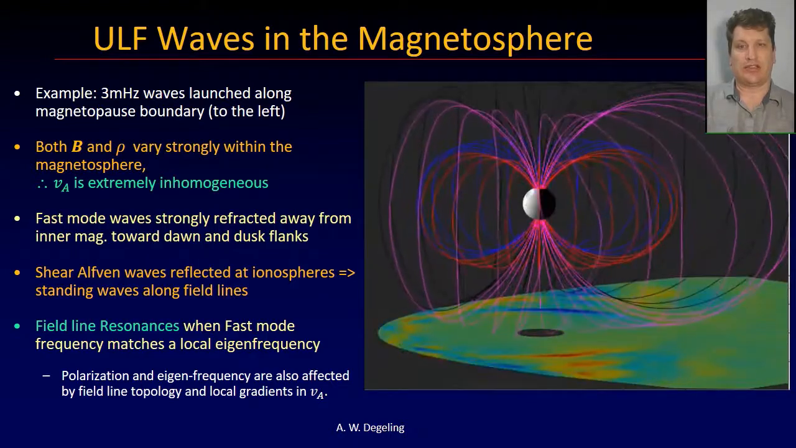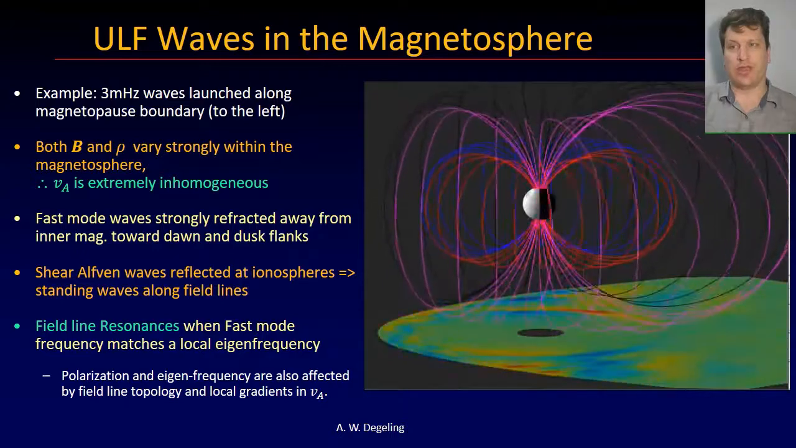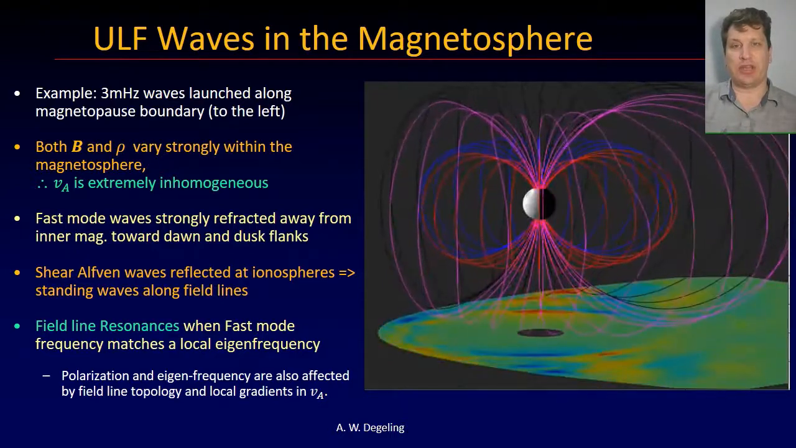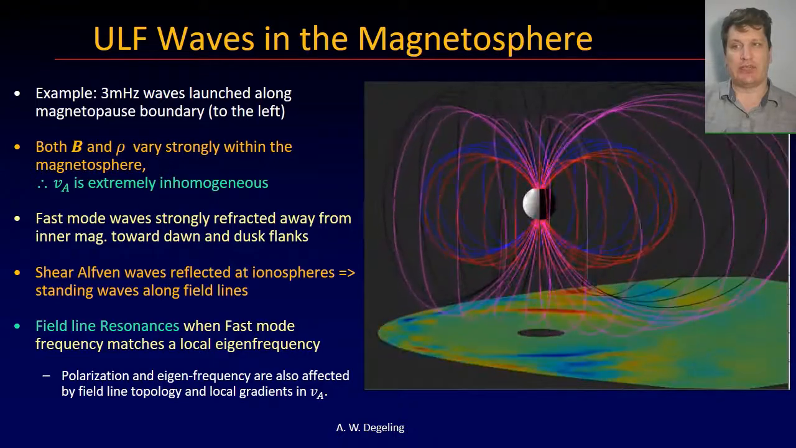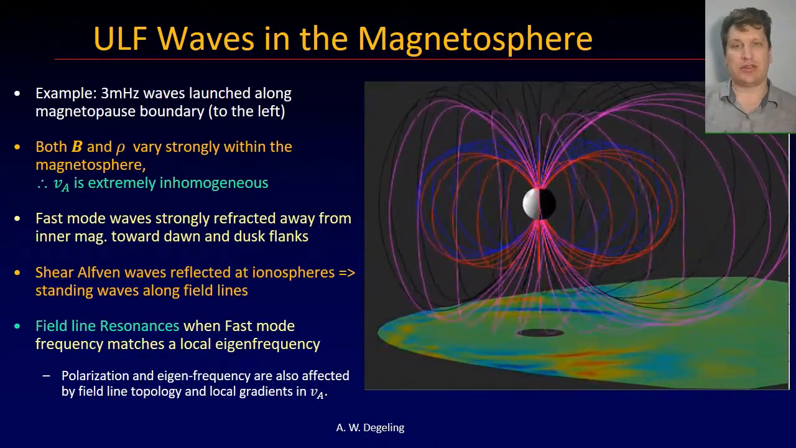These kinds of signals are routinely measured at various latitudes by ground-based magnetometers and can be used to remote sense the conditions of the magnetosphere, such as the distribution of plasma density.